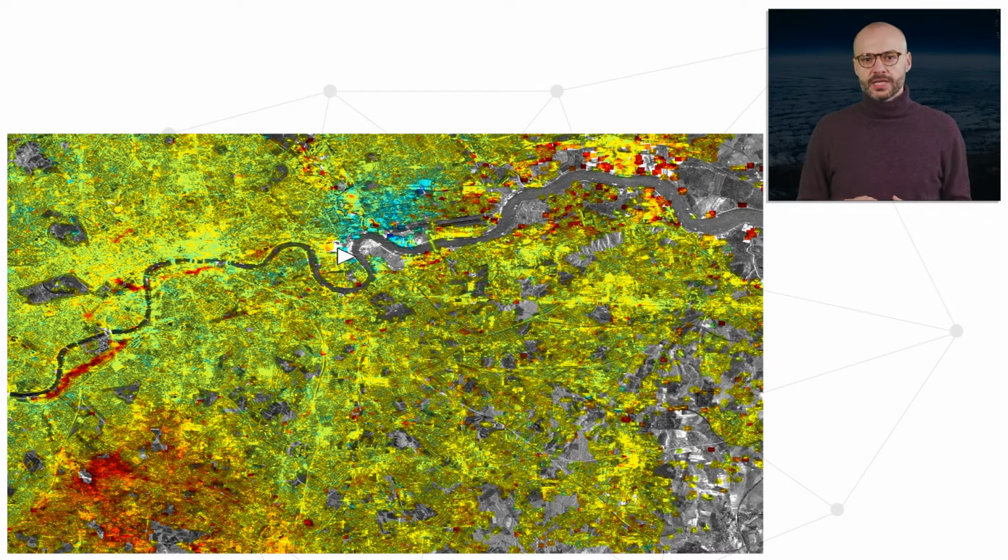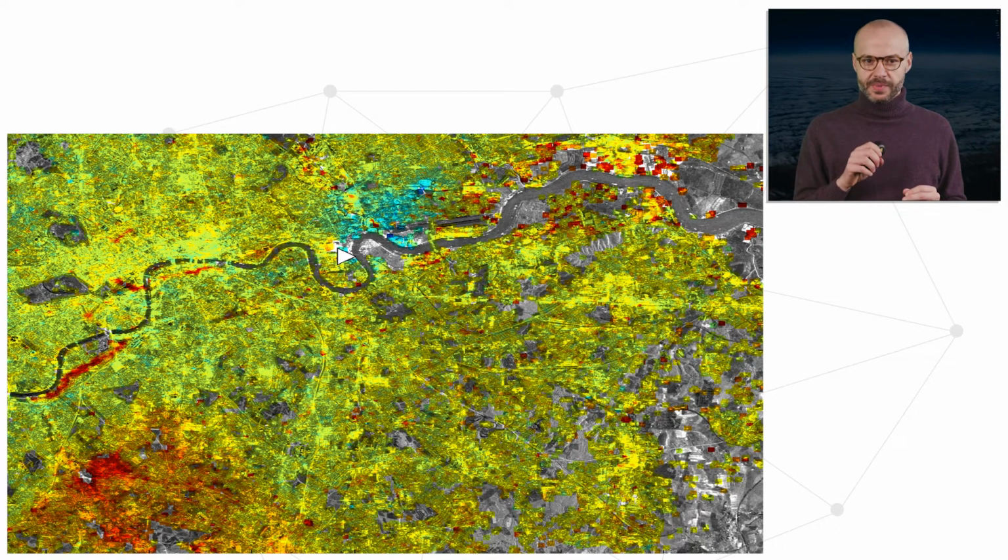First application is on deformation. So you see in this figure here a colorful overview of London, where we have areas in red and areas in yellow and areas in blue. What we are actually seeing here is the ground deformation. And while yellow is basically a stable area, red and blue are areas that move up and down, so they subside or they uplift by a few millimeters.